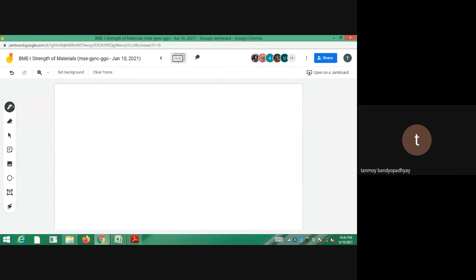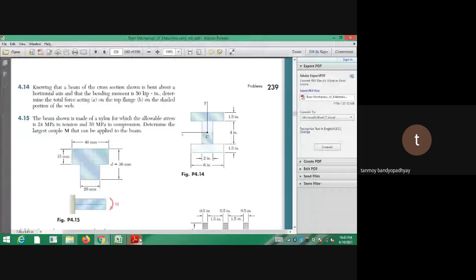Now you are given the stresses, and you have to calculate the moments. In this case, at least you can understand which one is in tension and which one is in compression. So this one is the figure given. Here you can see that the moment is actually acting downwards. Since the moment is acting downwards, the top side will be in tension and the bottom side will be in compression.